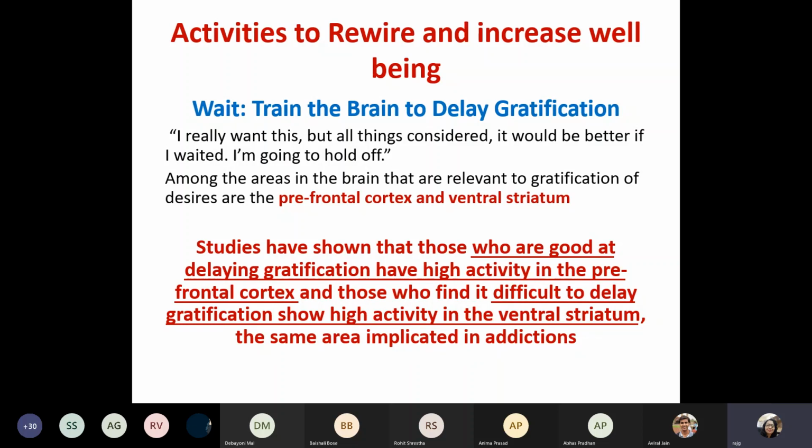And it has been shown that there are two areas in the brain, the PFC and the ventral striatum, that are related with gratification. And it has been seen that in addictions, people who find it difficult to delay gratification show high activity in the ventral striatum that is related to addiction. So people who have addictions cannot stop themselves, cannot stop their impulses.